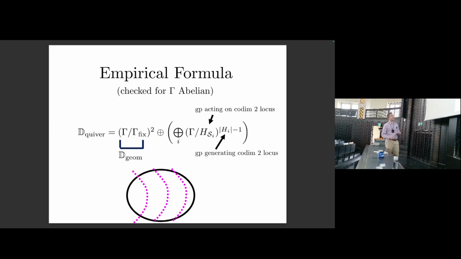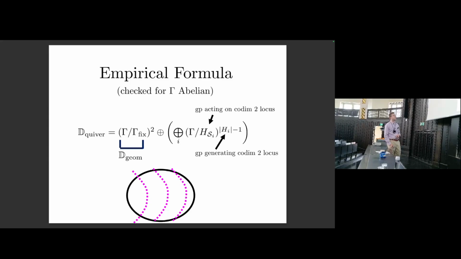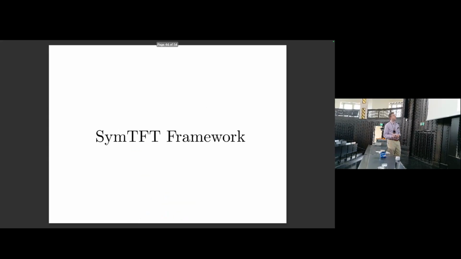So in fact, at this point, it's really an empirical formula. We checked it in a bunch of involved and complicated examples. But the general picture seems to be that the tachyon is just partitioning things up and allowing you to get these more general contributions to the one-form electric and magnetic symmetries.